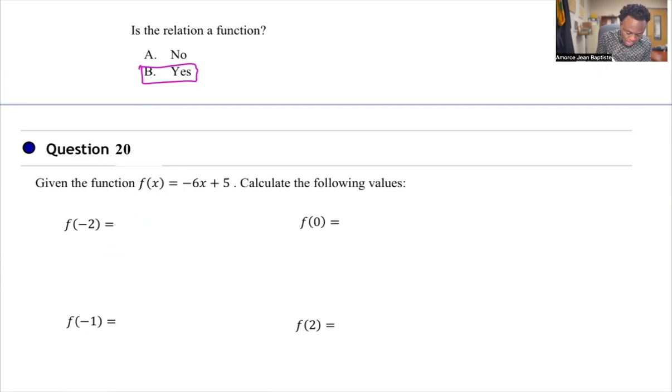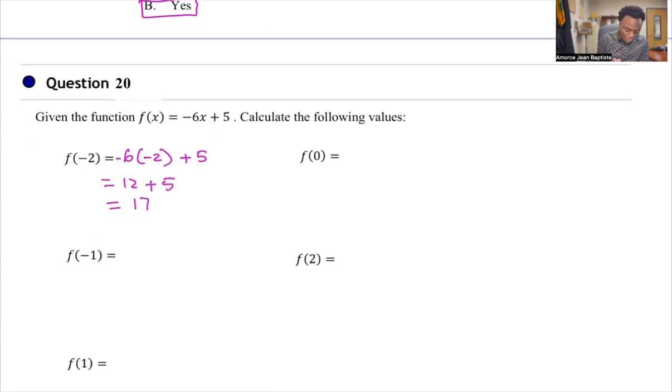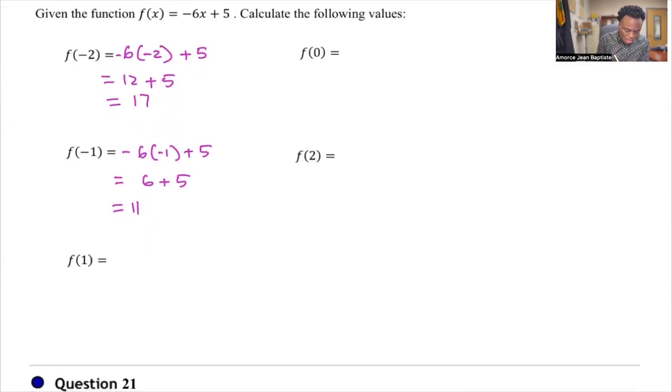So that's -6 times -2 plus 5 equals 12 plus 5 equals 17. F of -1, that's -6 times -1 plus 5 equals 6 plus 5 equals 11. That's -6 times 1 plus 5, -6 plus 5 equals -1.